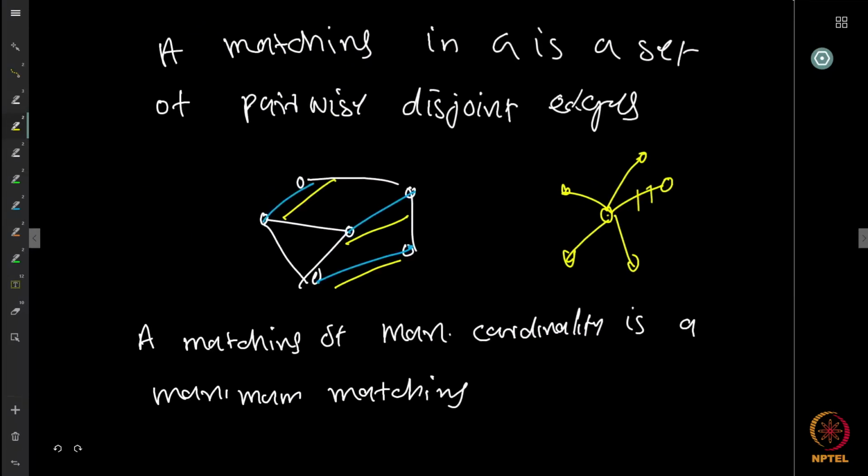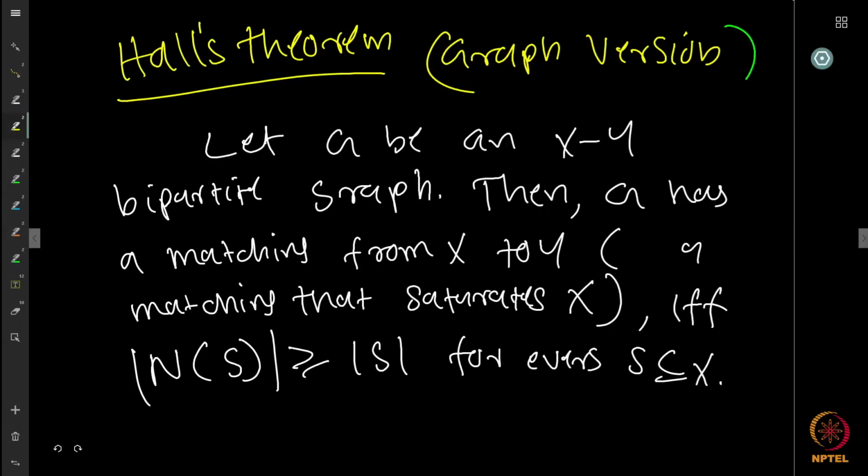Now, the graph version of Hall's theorem is the following. Let G be a bipartite graph, which we call an XY bipartite graph because one side of the vertices is called X, and the other independent set is called Y. Consider an XY bipartite graph G. Then G has a matching from X to Y. A matching from X to Y is a matching that saturates X.